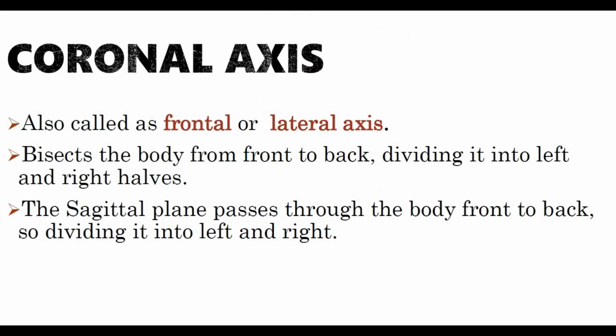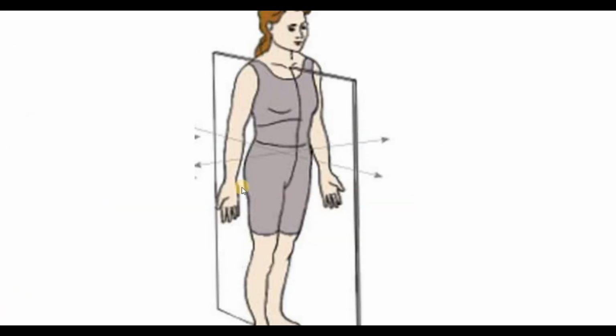So we are going to see about the coronal axis next. It is also called as the frontal or lateral axis. It bisects the body from side to side, dividing into left and right halves. The sagittal plane passes through the body front to back, so dividing it into left and right side of the body. So the axis is this line. So it lies perpendicular to this plane, which divides the body into left and right.